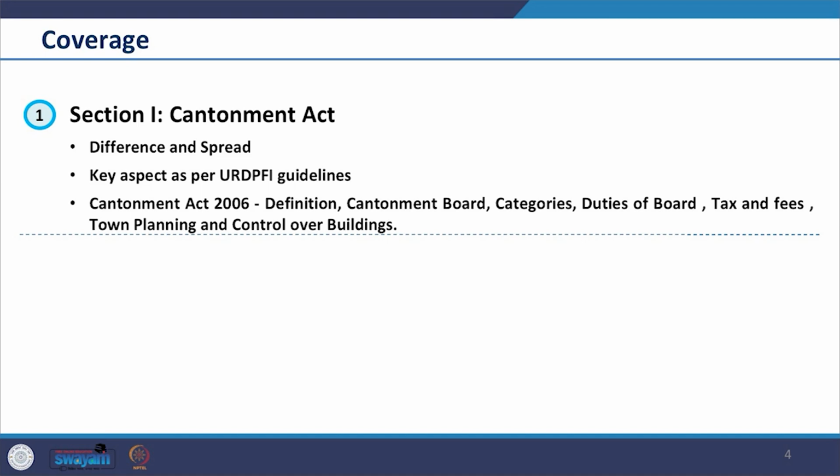Then we'll look at the key aspects as per the URDPFI guidelines. Thereafter, we'll look into the particular act, the Cantonment Act of 2006. We'll look into key definitions, what it prescribes in the act. Then we'll look at the cantonment boards, the various categories which are identified, duties of the board, what all they can do, taxes and fees which they can collect, and the town planning and control over the buildings they have. That all will be covered here.